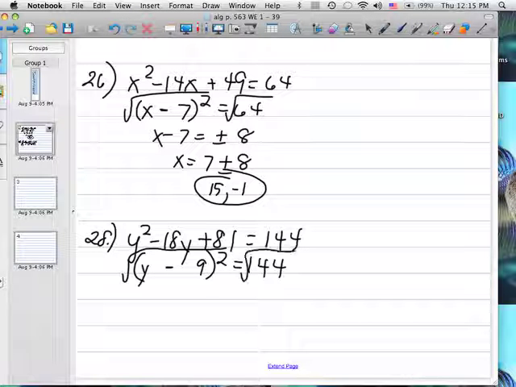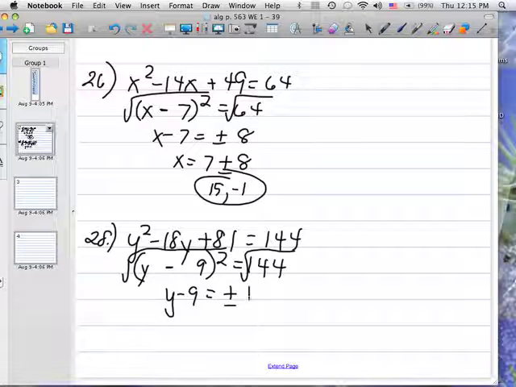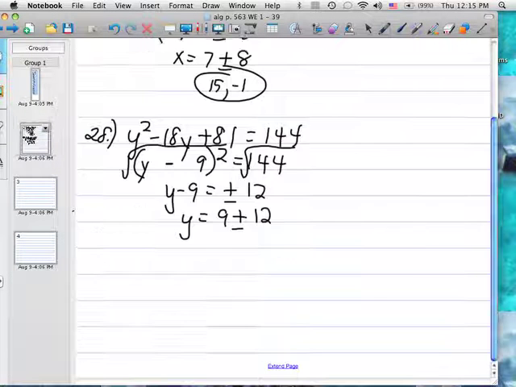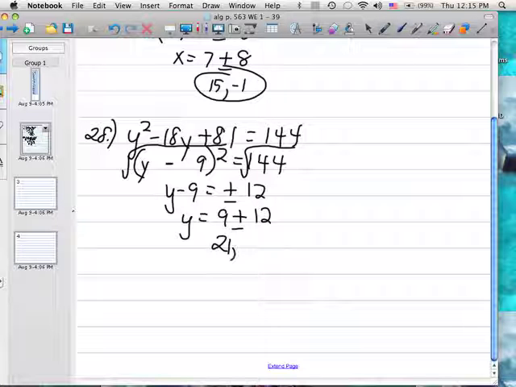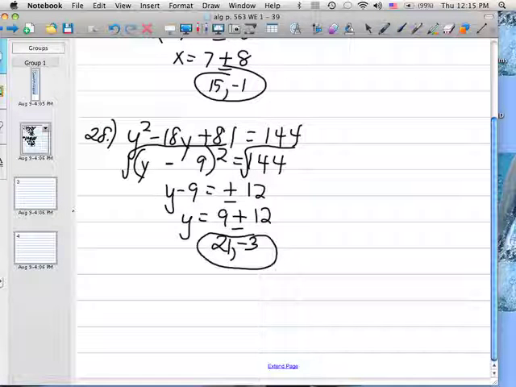Take the square root of both sides, we get y minus 9 equals the square root of 144, which is 12, plus or minus 12. Add 9, so we get 9 plus or minus 12. 9 plus 12 is 21, and 9 minus 12 is negative 3. So that's our solution.